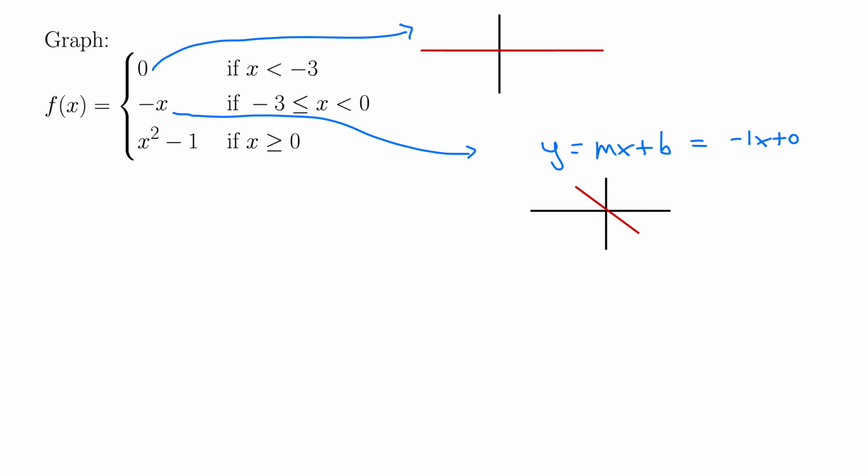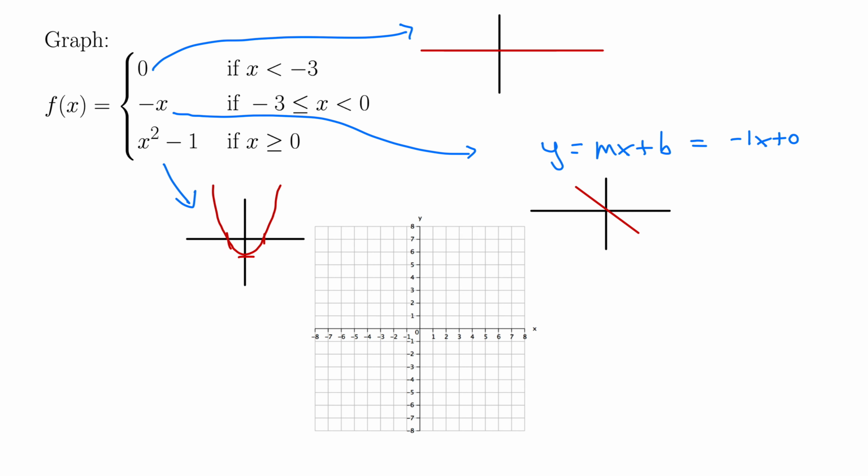There we go. Finally, let's consider x squared minus 1. This one is a parabola that is shifted down 1, so it looks something like this, or it comes through like so. It goes off, something like that. Now let's combine all these onto a single set of axes.